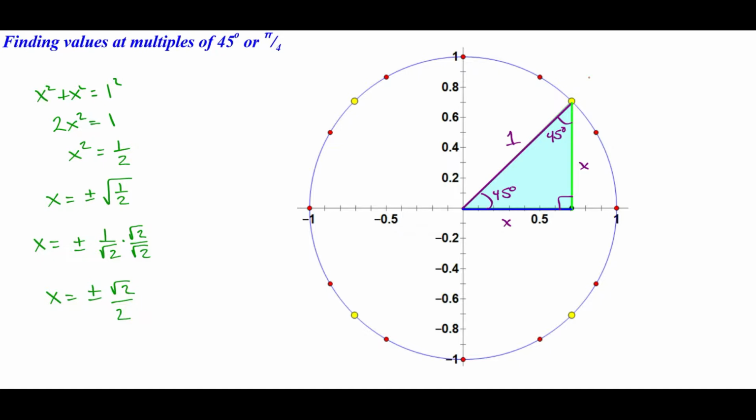So what that tells us is that at this point, since I'm in the first quadrant, both of them are going to be positive, so I'm going to choose two positives: radical 2 over 2 and then radical 2 over 2.